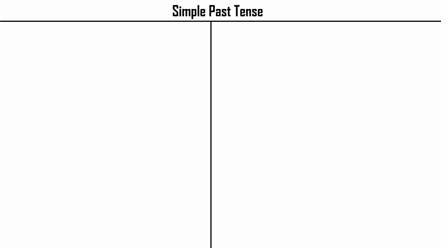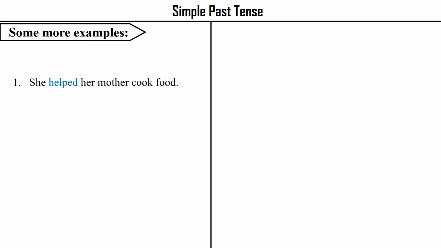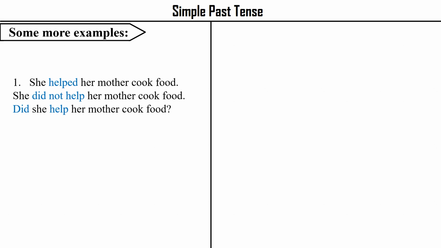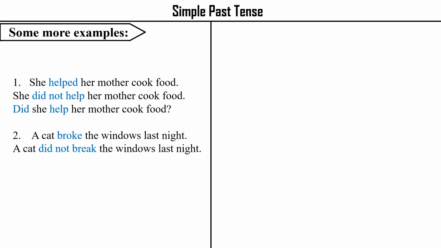Let's move on. Some more examples in the simple past tense. She helped her mother cook food. Positive form. She did not help her mother cook food. Negative form. Did she help her mother cook food? Interrogative form. A cat broke the windows last night. Positive form. A cat did not break the windows last night. Negative form. And did a cat break the windows last night? Interrogative form.